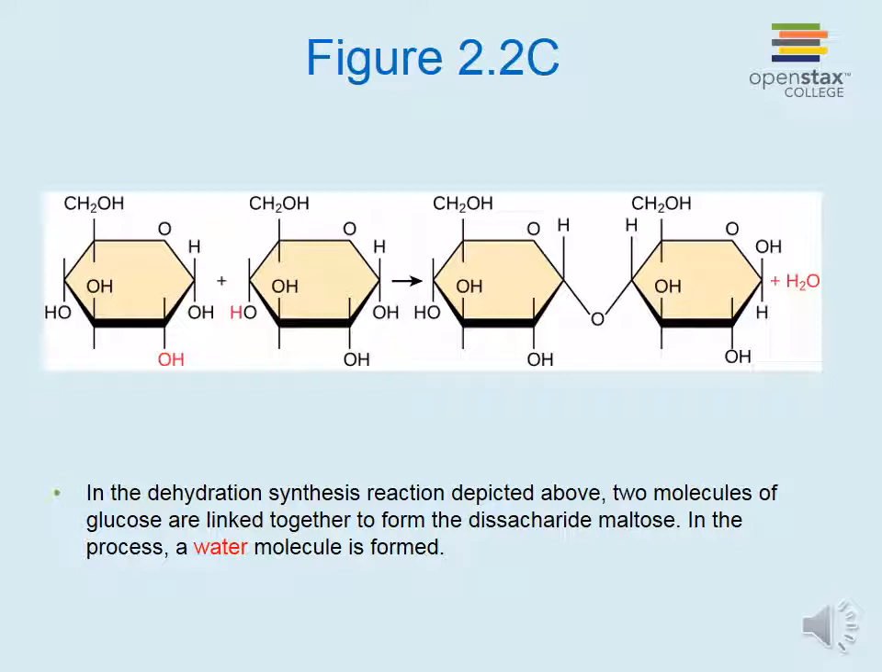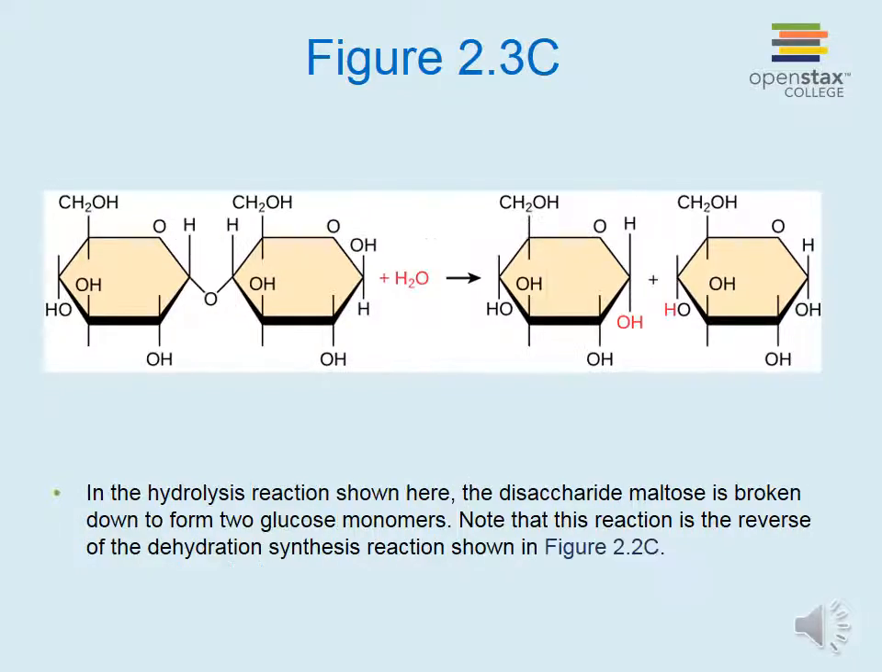In the dehydration synthesis reaction depicted above, 2 molecules of glucose are linked together to form the disaccharide maltose. Di as a prefix means 2, so in this case indicating 2 glucose molecules. In the process, you see that a water molecule is formed, depicted in red. In the hydrolysis reaction shown here, the disaccharide maltose is broken down to form 2 glucose monomers. Note that this reaction is the reverse of the dehydration synthesis reaction shown in figure 2.2c. Essentially, water is added back in to cleave apart these 2 molecules.